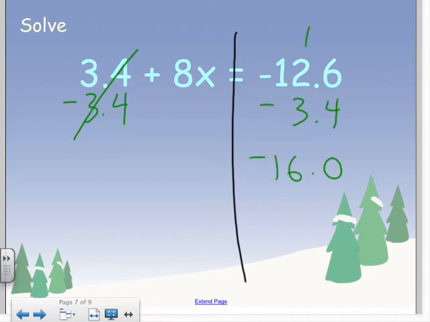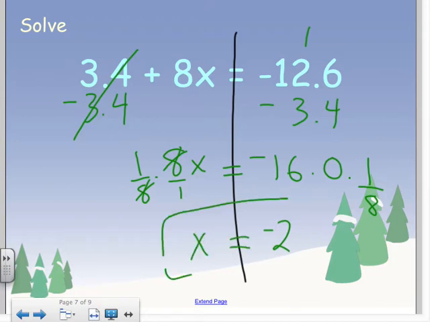Get negative 16 equals 8x. So when I do the reciprocal of the 8, negative 16 divided by 8 is negative 2. So my x is negative 2. Okay, so check your work as you're going. Make sure you're showing all these steps. If you're not showing your steps, you're not going to get credit for the full work.